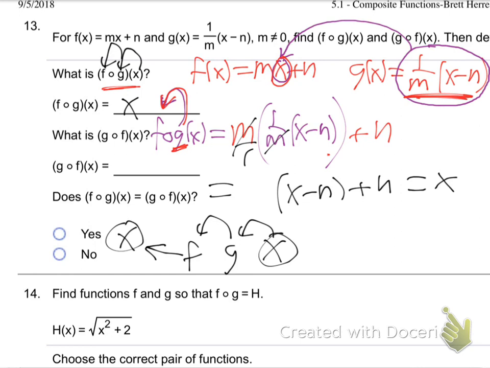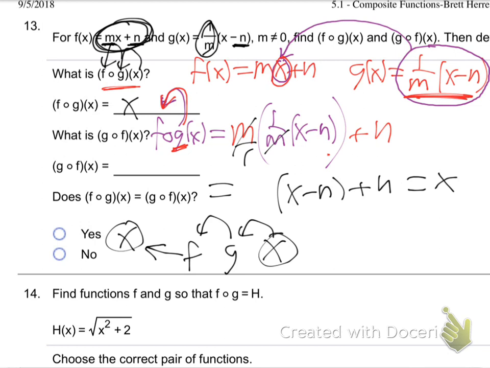And they look like opposite functions, don't they? Look at this function: it multiplies by m and adds n. This multiplies by 1 over m and subtracts n. That's just the reciprocal. They're getting you ready for what we're going to do in about 5 minutes, the next section, 5.2, which is all about inverse functions. Oh, those are inverse functions.